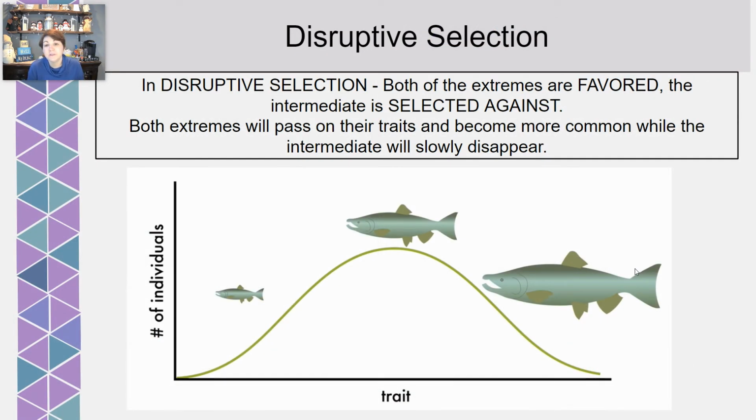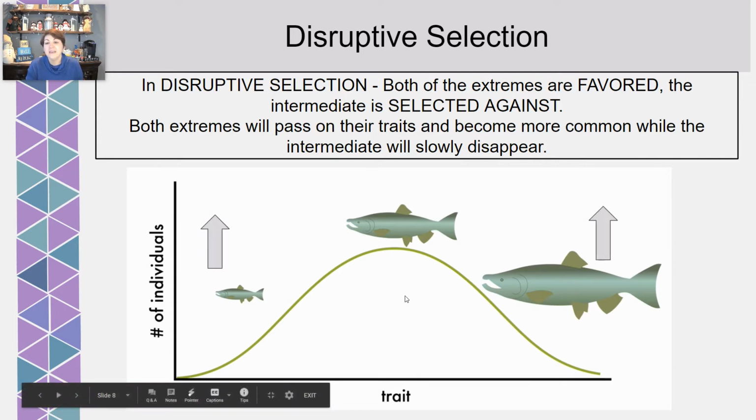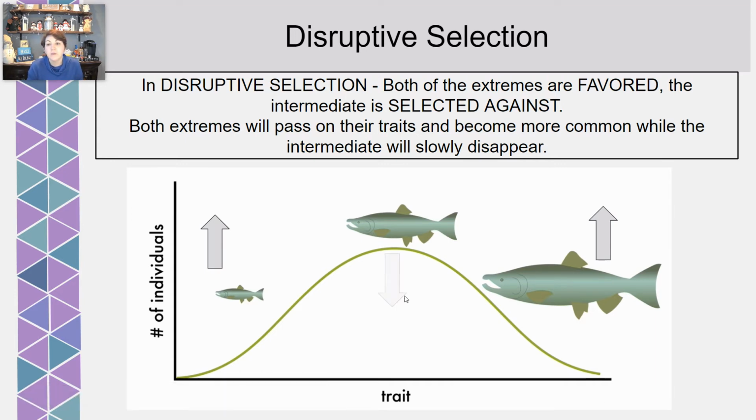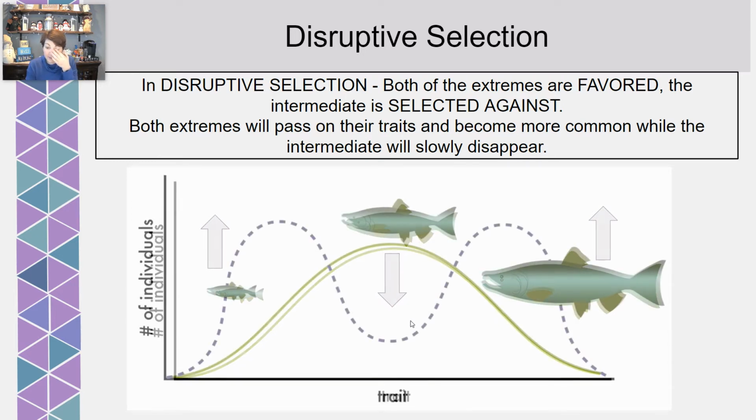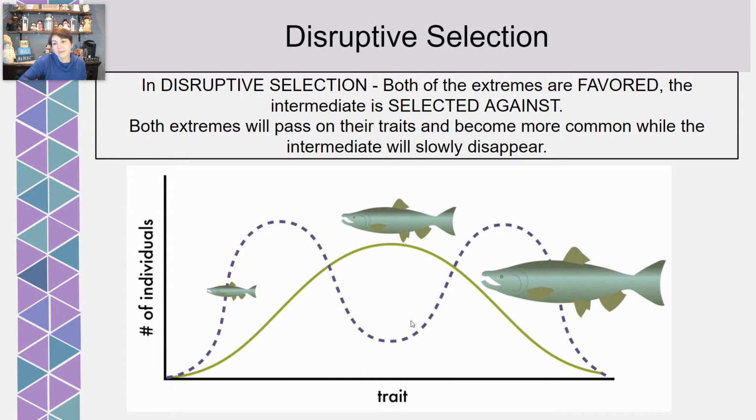All right, the last one's my favorite. It's called disruptive selection. In disruptive selection, both of the extremes are favored, or they are selected for, and the intermediate is actually selected against. So it's bad to be average. So what happens is we will see an increase in the extremes because they're able to survive and reproduce, but we'll see a decline in the average. So our graph changes rather dramatically. It's almost as if we smack the center down and the sides pop up. So this is disruptive selection.